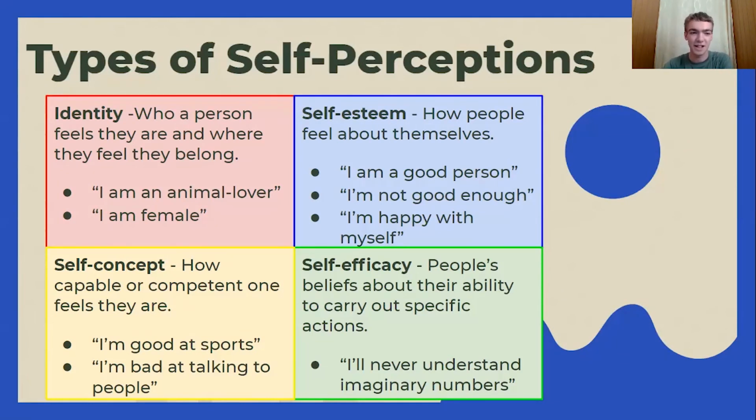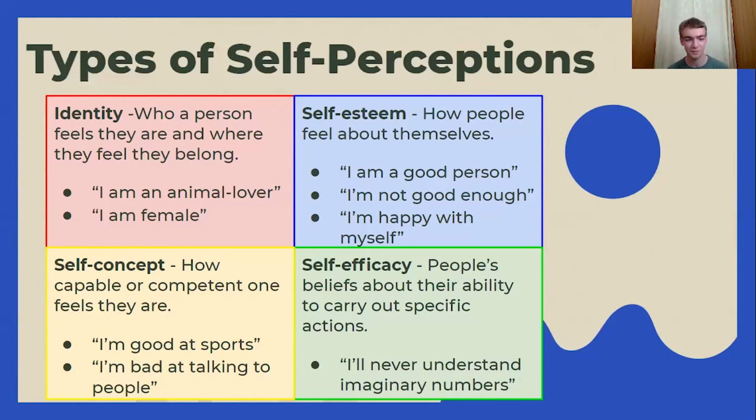The first is identity, which is who a person feels they are and where they belong. Examples are, I am an animal lover, or I am a female, or I'm going to be a writer. The next one is self-esteem, which is how people feel about themselves. So like, I'm a good person, or I'm not good enough is a very common one actually. I'm happy with myself the way I am is one of them.